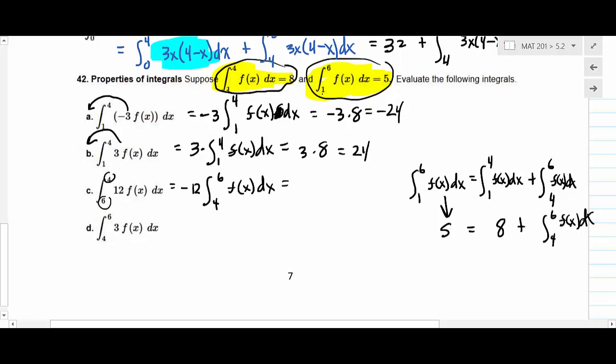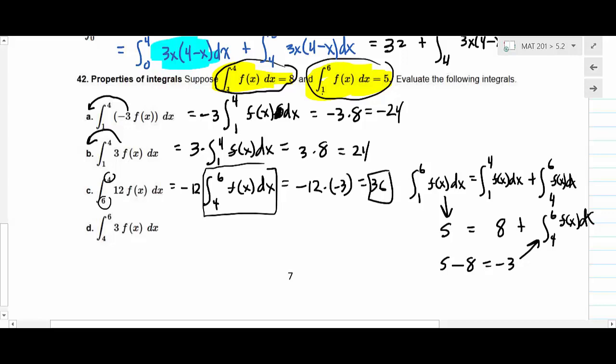Does that make sense, what I'm doing? Well, all you do is subtract 8 from both sides, so you would have 5 minus 8, which is negative 3. So that's what that integral is. The integral from 6 to 4 of f of x dx is negative 3. So that's negative 12 times negative 3, which is 36. Is that logical? I'm setting up equations. I've given you enough information to figure this out. If I gave you 1 to 4 and 1 to 6, then you can find that piece. That's the idea.